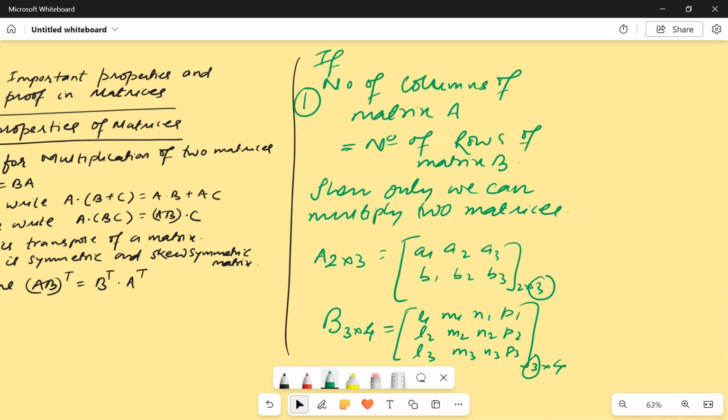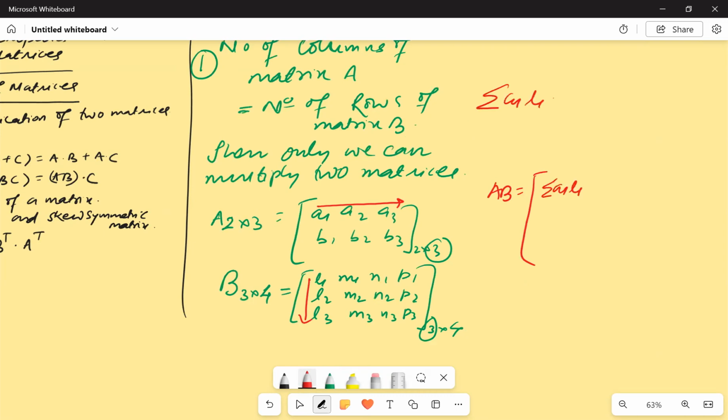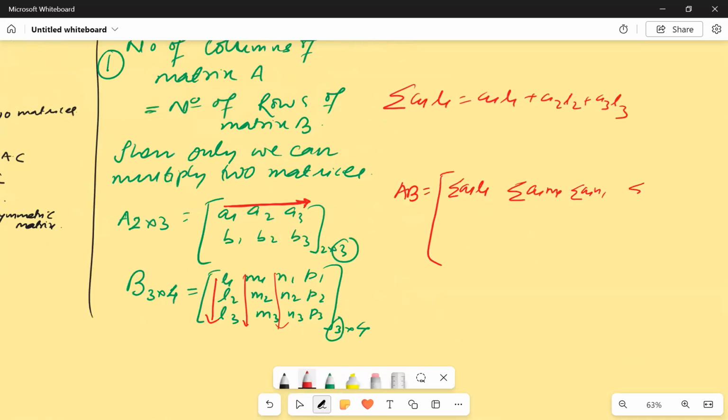How to multiply? You take this particular row and the first column. So AB will be summation A1 L1, which means A1 L1 plus A2 L2 plus A3 L3, corresponding elements multiplication. Now keep this row as it is and move to the second column of B, so this is summation A1 M1. Then again move to the third column, this is summation A1 N1. And then the last one, this is summation A1 P1.